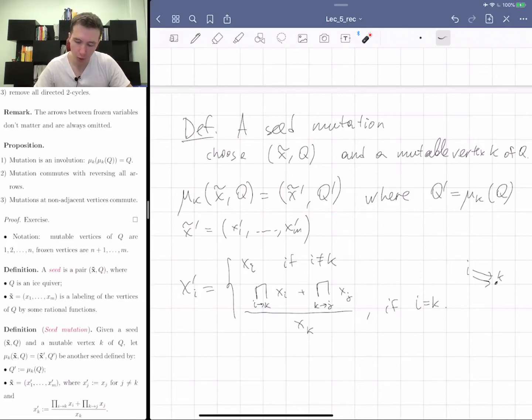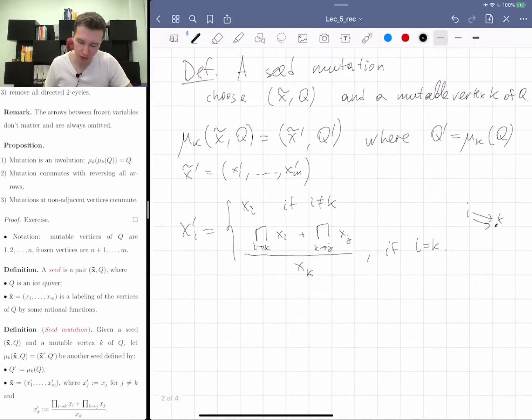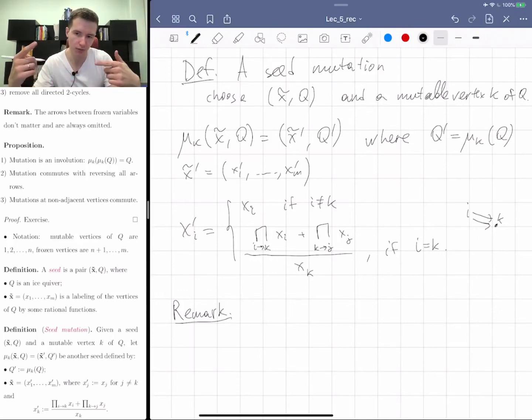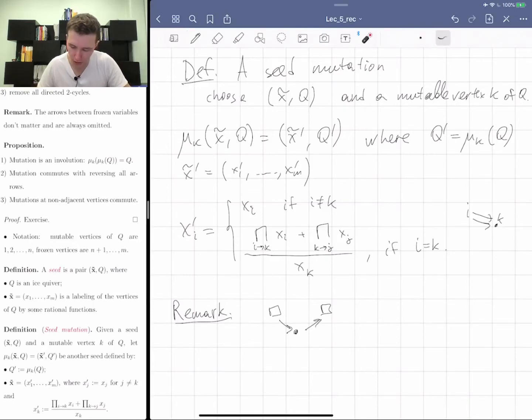By the way, one thing I forgot to mention about quiver mutations is that when you mutate an ice quiver, it may happen that you introduce arrows between frozen vertices. If you have a frozen vertex and then another one, and an arrow like this and an arrow like this, and then you mutate this vertex, the rule tells you to introduce a shortcut. And so the shortcut is going to connect the frozen variables.